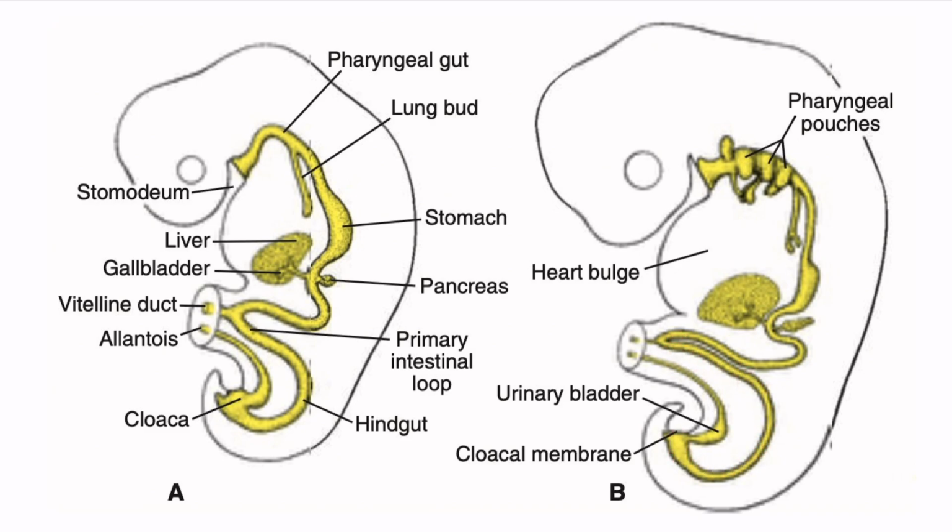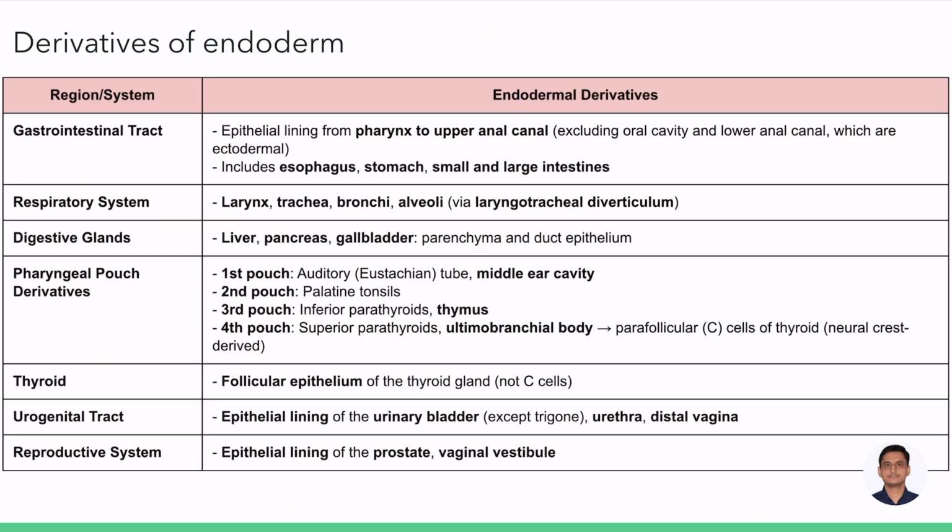Here we can see in this diagram, it also forms the lung bud, the liver bud, the pancreatic bud, and in this diagram we can see it also lines the pharyngeal pouches, and it also lines the urinary bladder. Now we are going to learn what derivatives endoderm forms in the future.